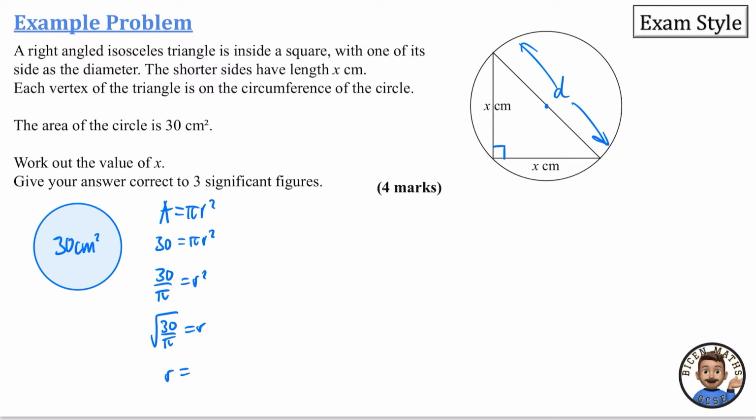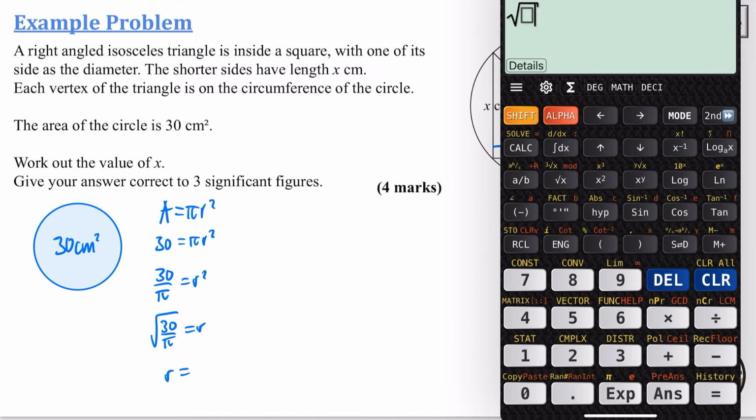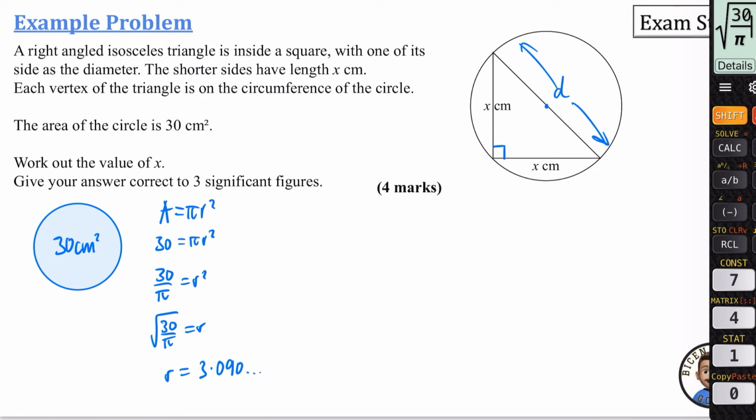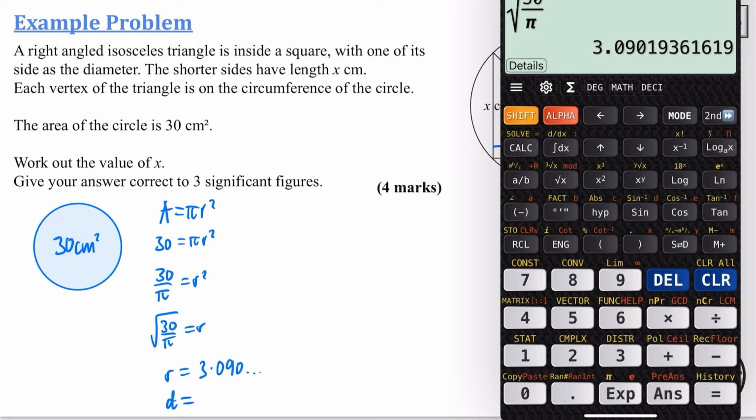Okay, let's put that on our calculator: the square root of 30 over pi, and it gives me 3.090, and I'm just going to keep going. Now, it looks like I'm actually going to want to find out what the diameter is, because I think we're going to be able to do something with Pythagoras in a second. So let's just write down the diameter. You can just do the answer multiplied by 2. So the diameter is 6.18038 and just keeps going.